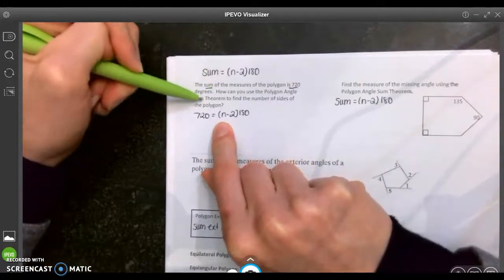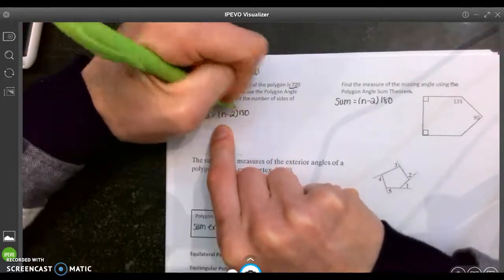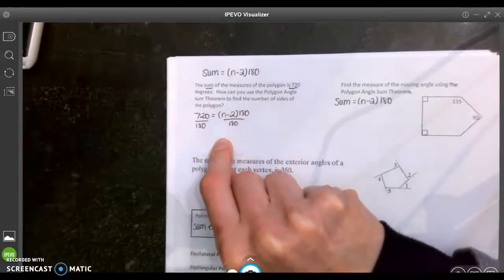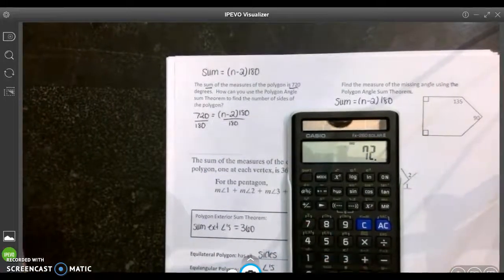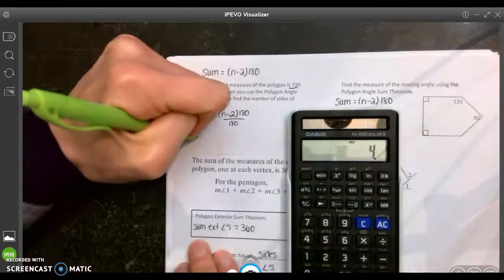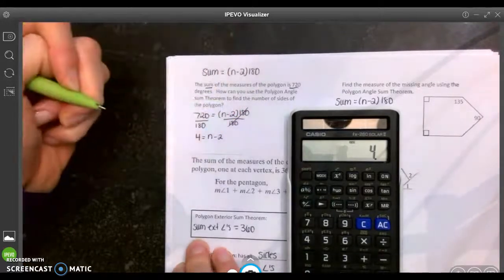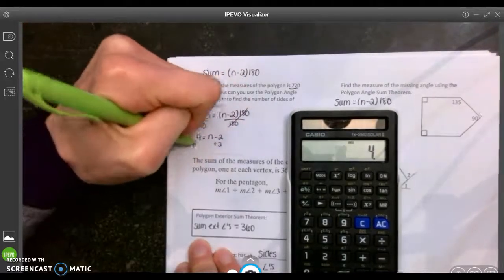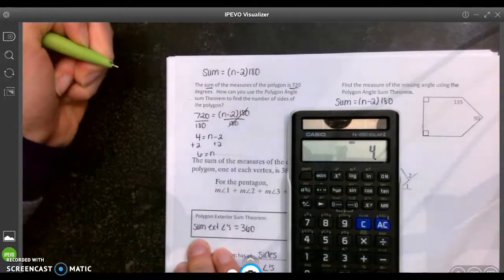How can you use the formula to find the number of sides? I want to solve for n. So 180 is being multiplied on this side, so I want to divide by 180. So if I take 720 and divide by 180, I get 4. 4 equals n minus 2, because that cancels, so we're left with n minus 2. So I'm going to add 2 on both sides, and n will equal 6.